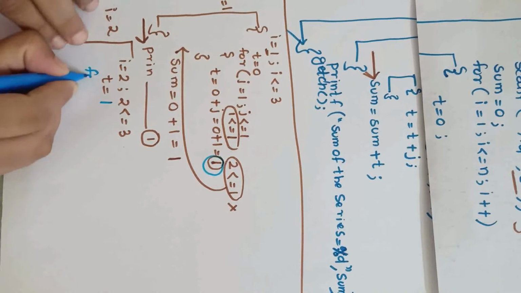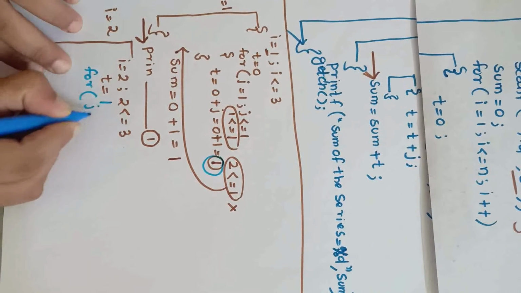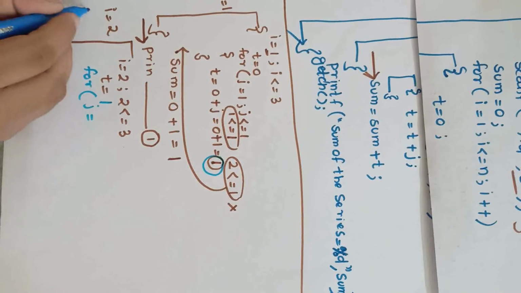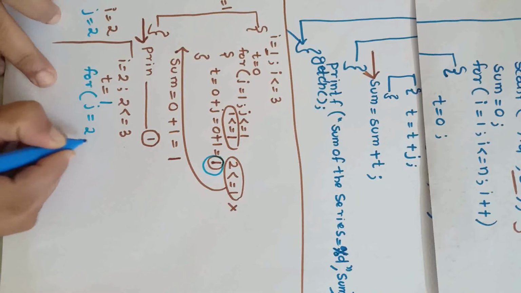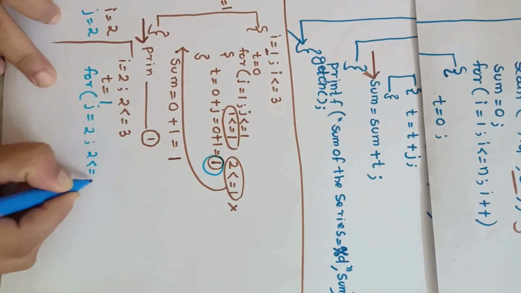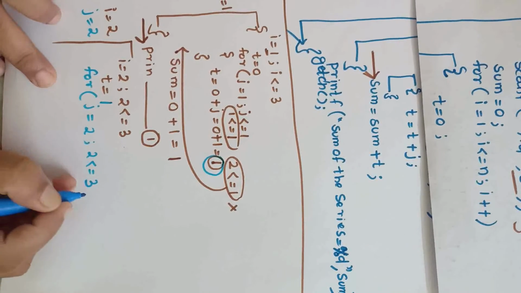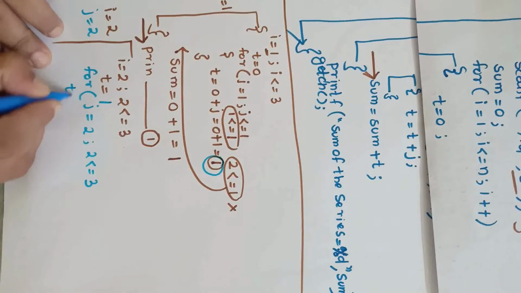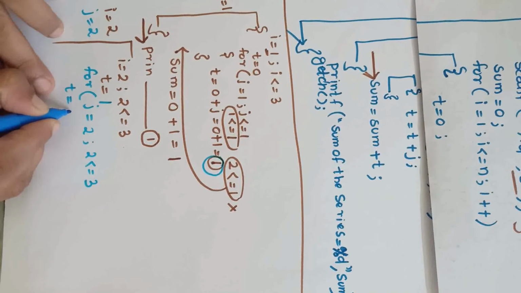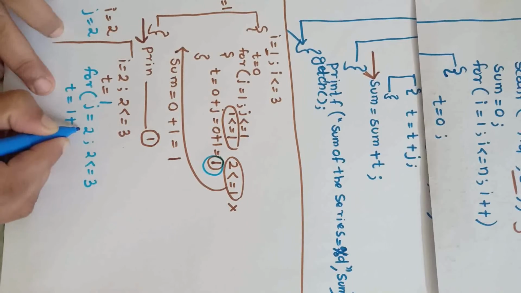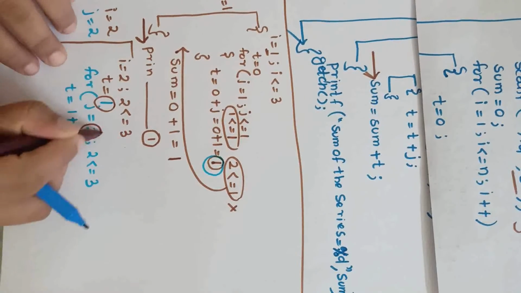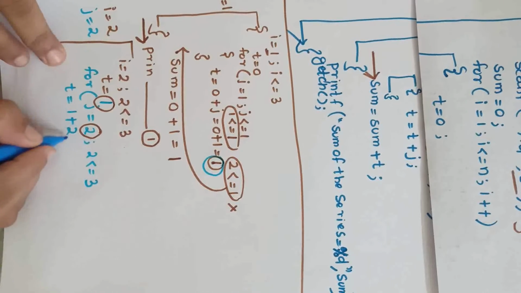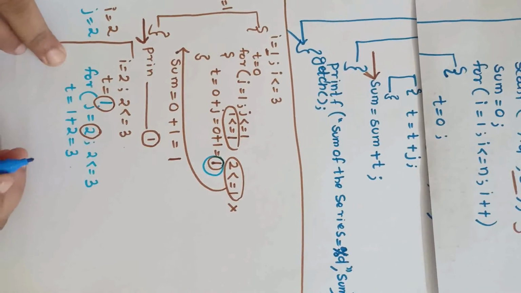Next we use the for loop. Another for loop. So for j, now j is also equal to 2. Okay, so j is 2 and 2 is less than or equal to 3. Yes, the condition is satisfied. So next is t equals t plus j. So 1 plus what is the value of j? 1 plus 2. So 1 plus 2 equals 3.